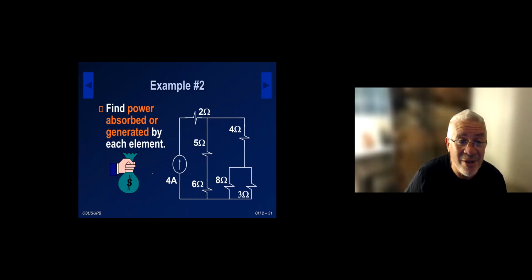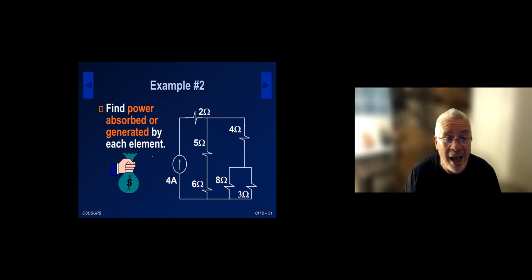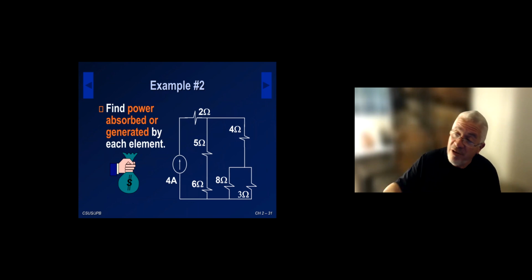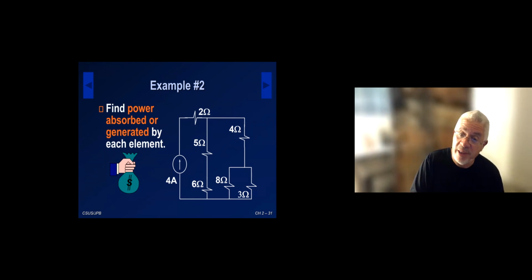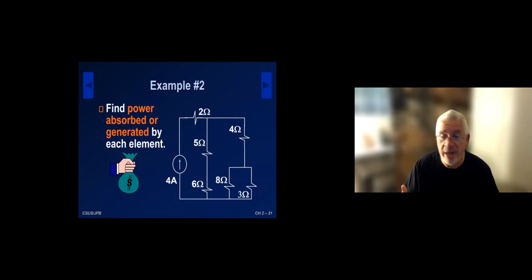So here I'm asking you to find the power absorbed or generated. Whenever we talk about power absorbed or generated, in this particular case, you should be thinking: resistors never generate power. All resistors ever do is dissipate power. So we have one source. Again, we're dealing with one-source circuits, limited circuits. So that source is going to generate power, and that power is going to be dissipated in all the resistors.